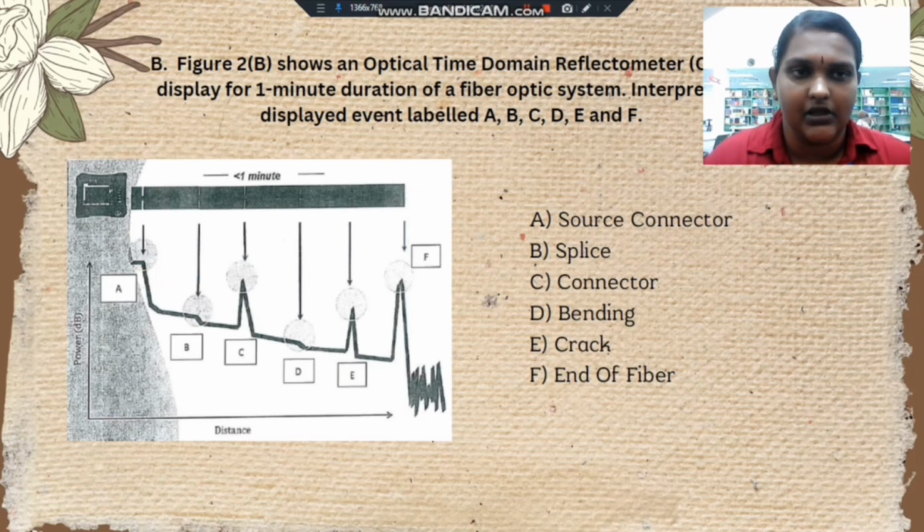Question 2 part B. Figure 2b shows an optical time domain reflectometer, OTDR, display for a 1 minute duration of a fiber optic system. Interpret the displayed events labeled A, B, C, D, E, and F. A is the source connector, B is a splice, C is a connector, D is bending, E is a crack, and the last one is the end of the fiber optic.